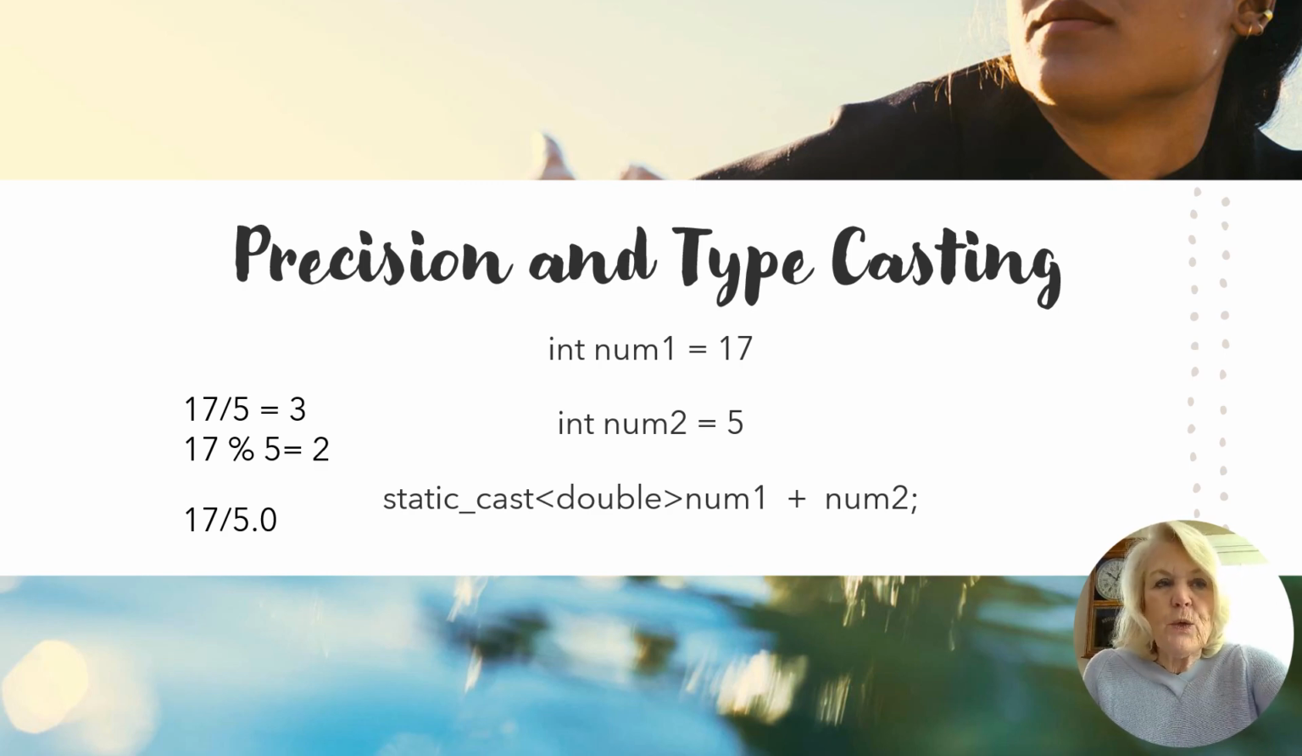Static cast can be used to change the data type of a variable or the result of a calculation while the program is running. In this example, we have num1, which is 17, plus num2, which is 5, that yields 22, and then using the static cast double, that changes 22 to 22.0.